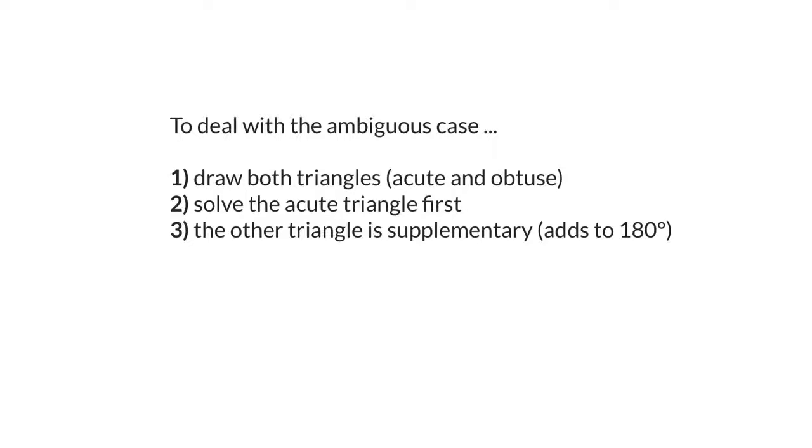So to sum up, when you're dealing with an ambiguous case, you should draw both possible triangles, the one with the acute angle and the one with the obtuse angle. You should solve the acute triangle first, and then you can easily solve the other triangle by using a supplementary angle.